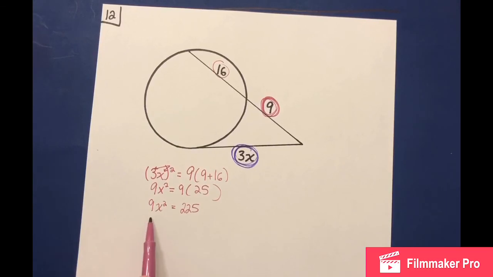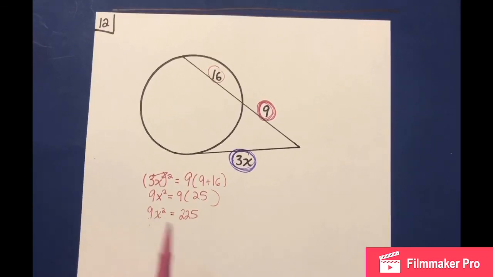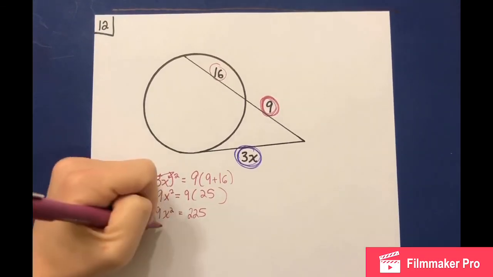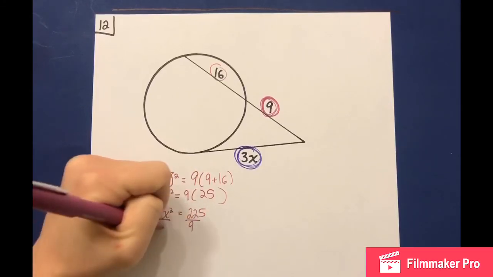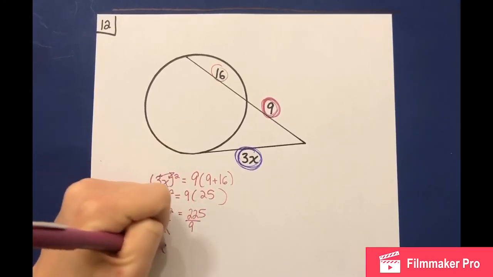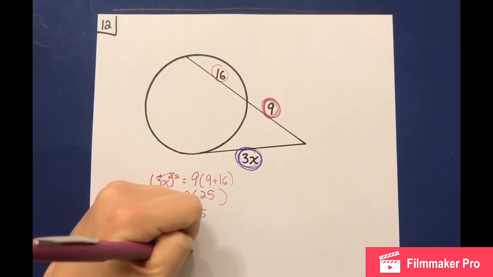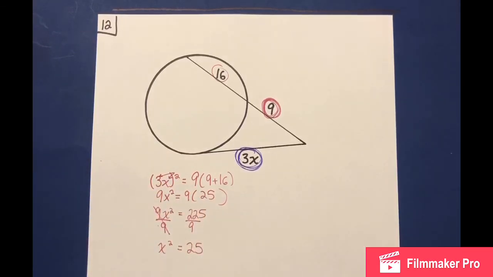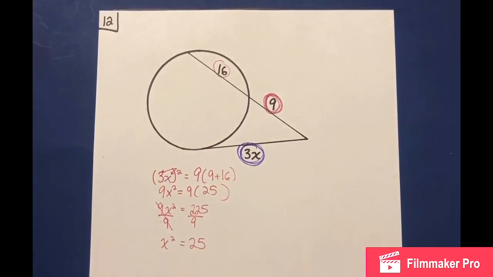Which one do you do first? Get rid of the 9 or get rid of the squared? You got to get rid of the 9 first. So let's divide it by 9. Divided by 9, you get x squared equals 25. You're not done. You still have to square root.